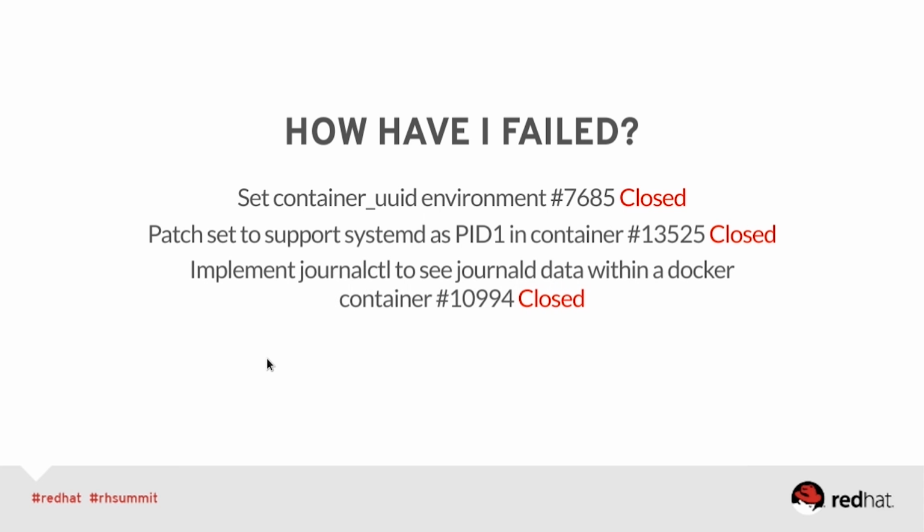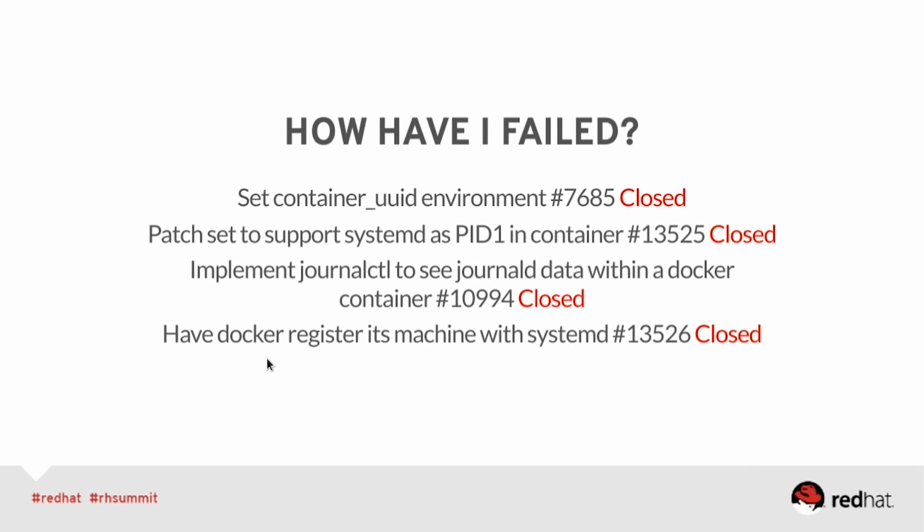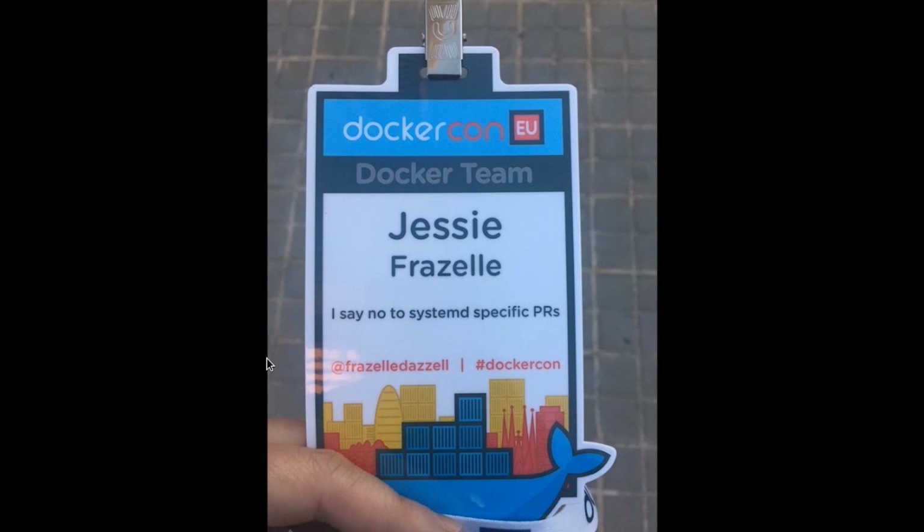So then I sent them a patch to implement journal control in the journal data with the Docker container ID, and they closed that one. And then I sent them a patch to have Docker register its machine with machinectl on systemd, and they closed that one. And then Jesse Frazelle, who at the time was a Docker maintainer, actually went to DockerCon 1 year ago and had a badge that said, I say no to all systemd specific pull requests. Okay, so I don't think I'm going to get Docker to care about systemd inside of the container.